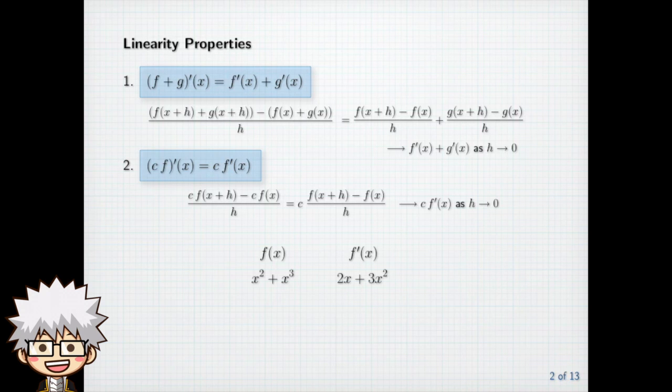The derivative of 3x to the fourth is simply 3 times the derivative of x to the fourth, which is 3 times 4x cubed, or 12x cubed. Here's an example that combines both rules. The derivative of 3x squared minus x is 3 times the derivative of x squared minus the derivative of x, or 6x minus 1.